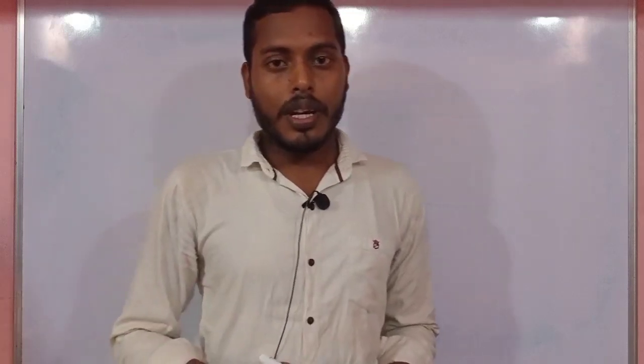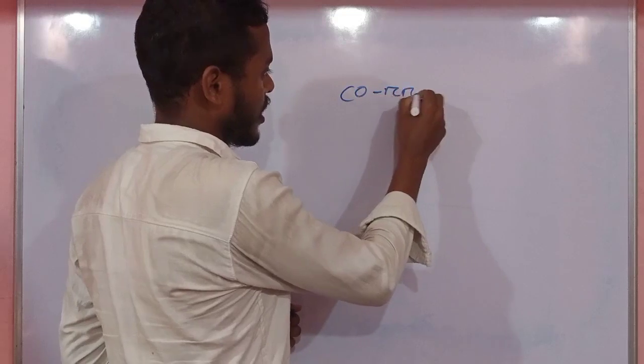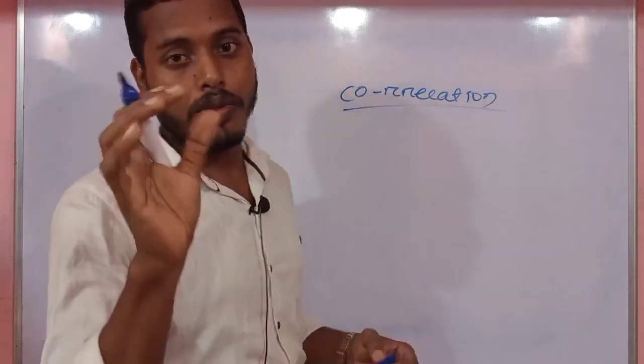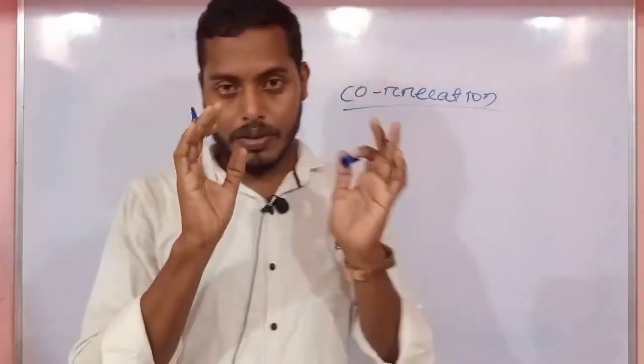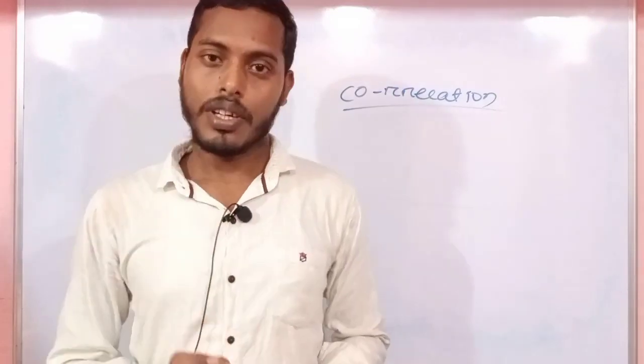Dear student, today we will discuss what is correlation. The definition of correlation: the mutual relation or association between two or more variables is known as correlation.